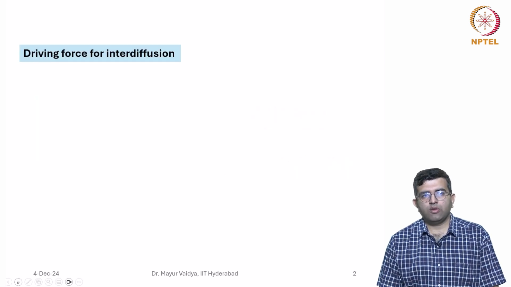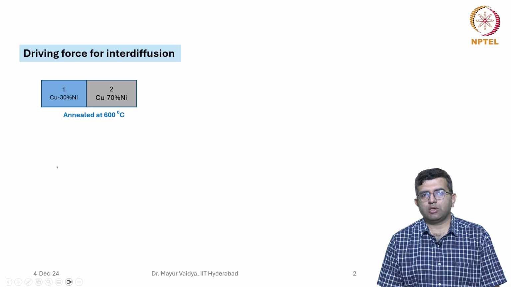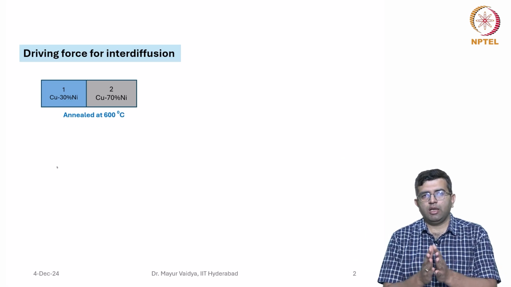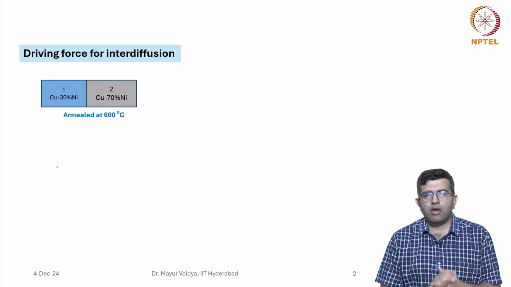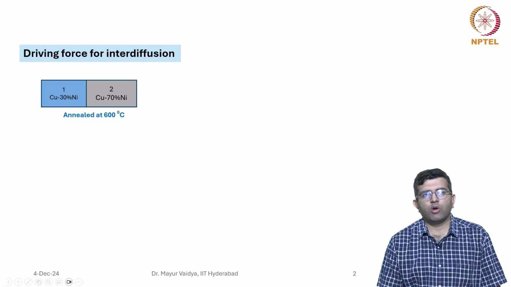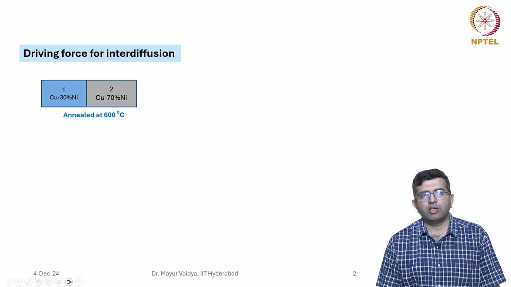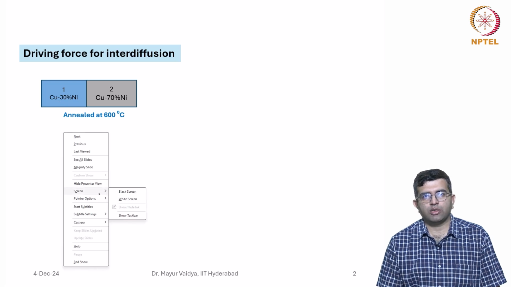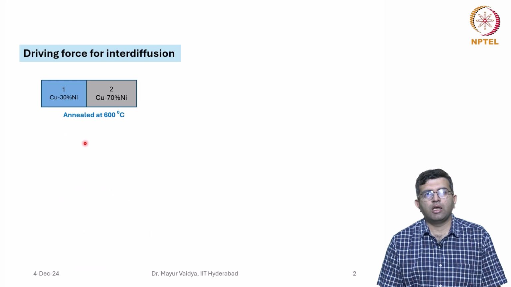We will talk about interdiffusion in more detail in the next 3 or 4 lectures, but just to give you a simple example: suppose you have a copper-nickel alloy, this is alloy 1, which has 30% nickel and 70% copper. Similarly, here you have 70% nickel and 30% copper.